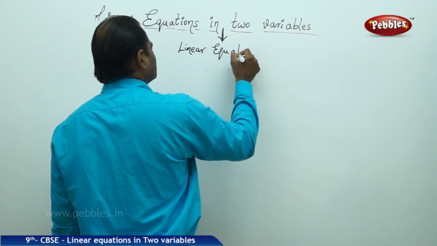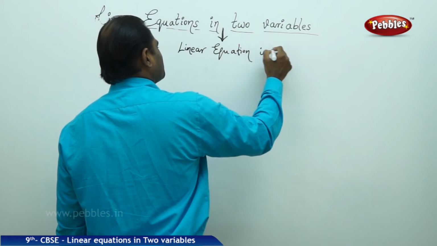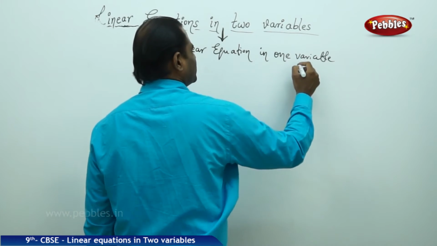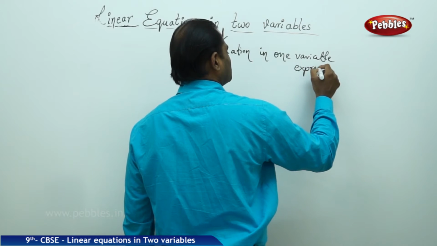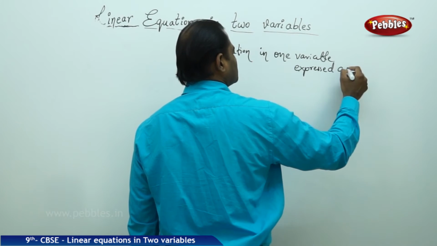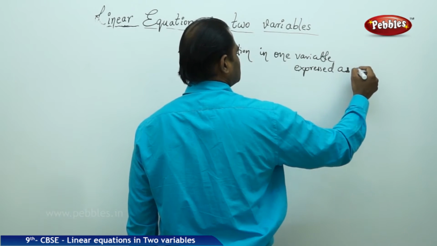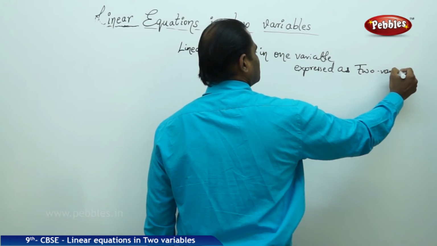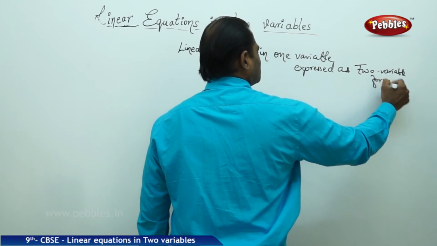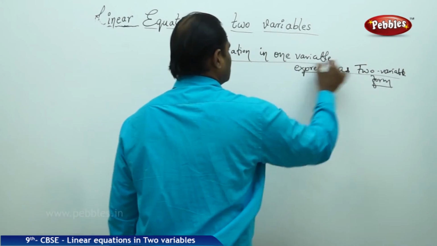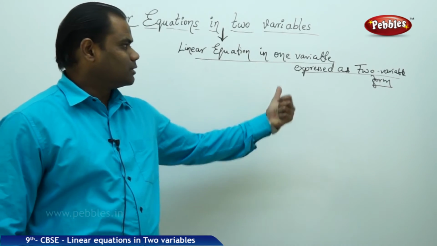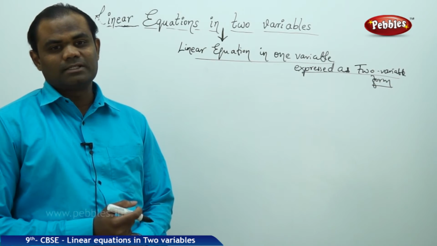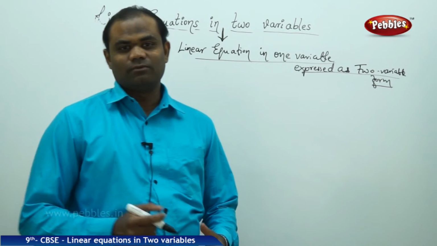Linear equation in one variable expressed as two variable form. Linear equation in one variable expressed as two variable form. So let's see how we can express in two variable form.